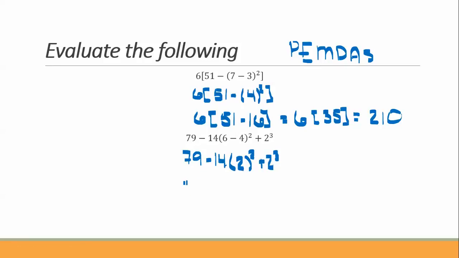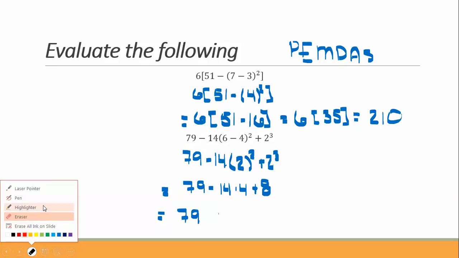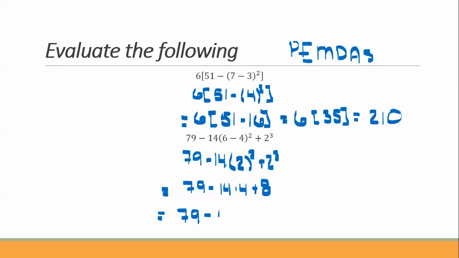Now we can do our exponents. So that's 79 minus 14 times 4 plus 8. Now we can do our multiplication. So that's 79 plus, or sorry, that's a minus sign, isn't it? Minus 56 plus 8. So 79 minus 56 would be 23 plus 8 is 31.